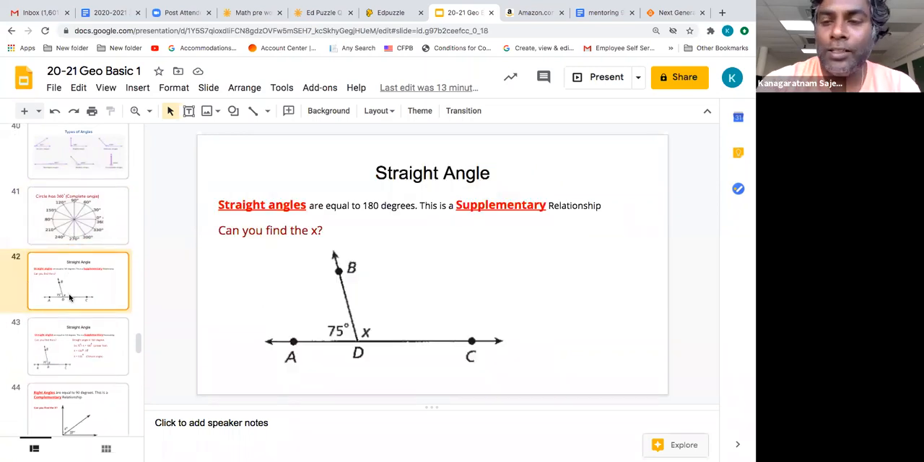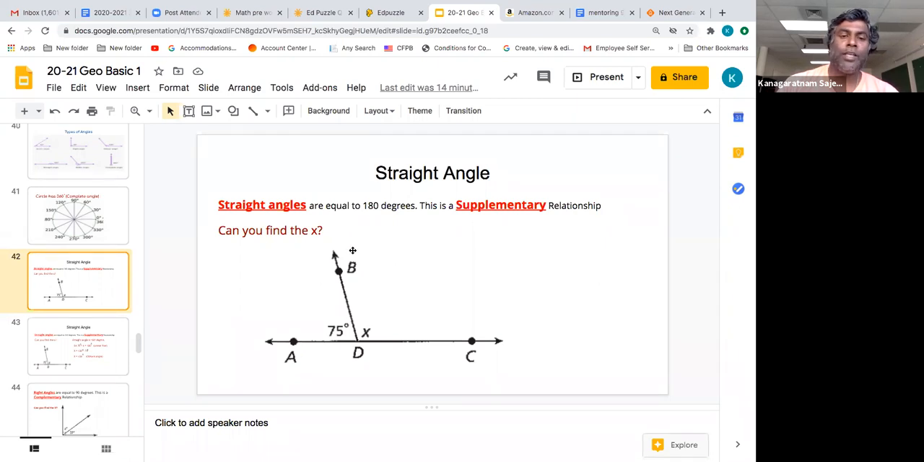What is a straight angle? Straight angle and supplementary angle have some kind of relationship. So if this is a straight angle, we have 180 degrees. Now we know this is 75 degrees. Can you find the x? Yes, we could, because we know the total is 180 degrees and we already know this is 75. So what's going to happen?